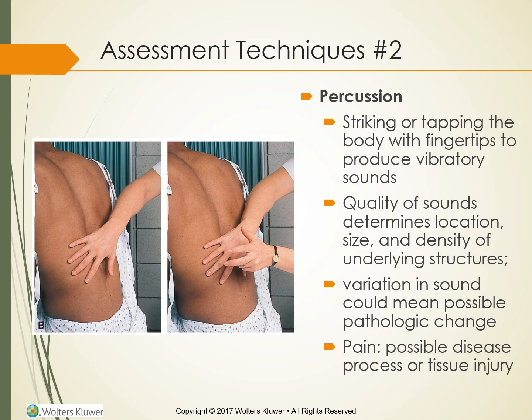Next is percussion under assessment. This is striking or tapping the body with fingertips to produce vibratory sounds. Quality of sounds determines location, size, and density of underlying structures. Variation in sound could mean possible pathological changes. Pain indicates possible disease process or tissue injury.